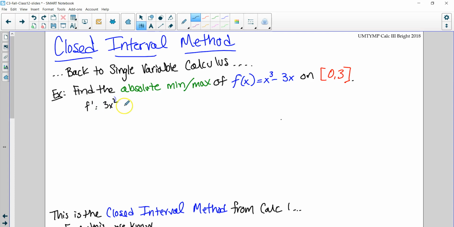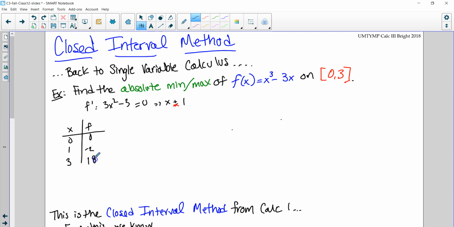3x squared minus 3 is equal to 0, and then we have to, of course, solve. We get x is plus and minus 1, but then we say, okay, well, we chuck out negative 1 because it's not in our interval, so then we have this list of x values and f values. We have to check the endpoints, and then we also have to check our critical points, and if we evaluate this, we get 0, minus 2, and 18.